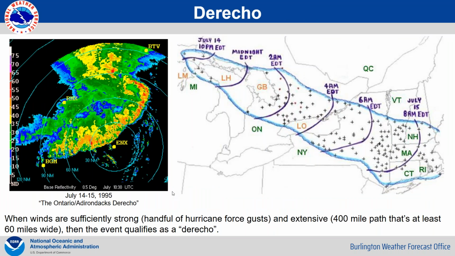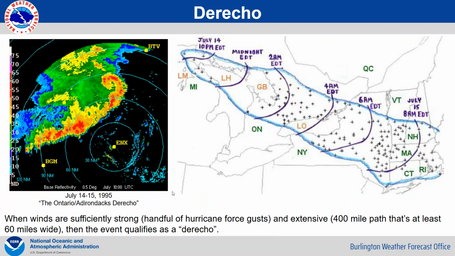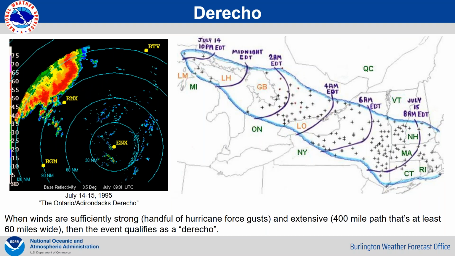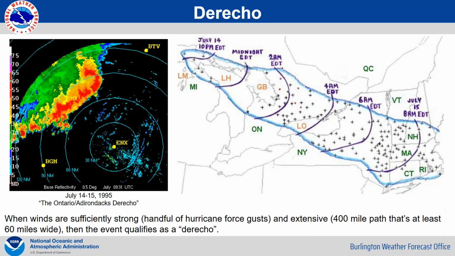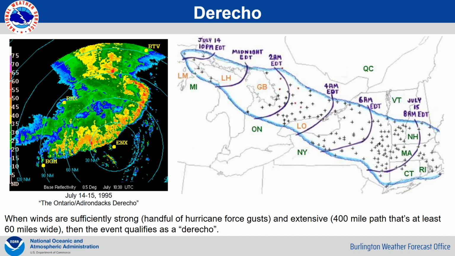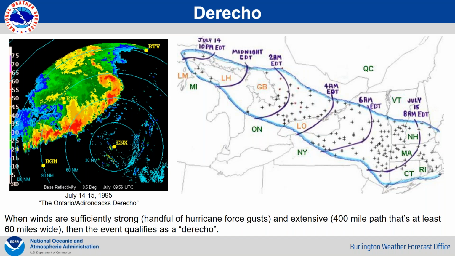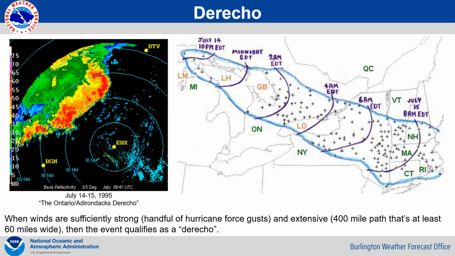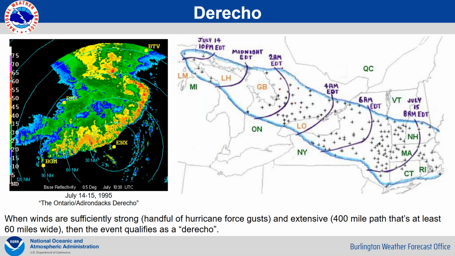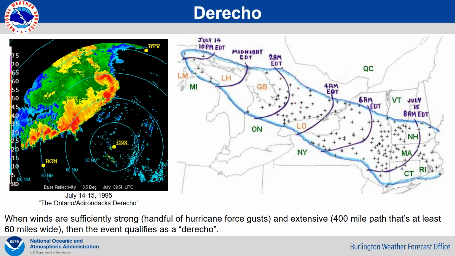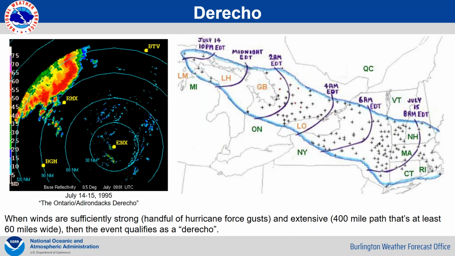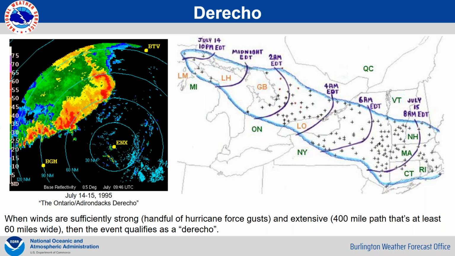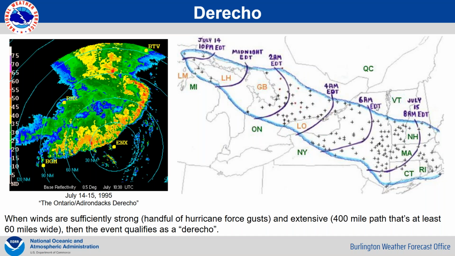Derechos are a tier above even just the squall line in that they produce several hurricane force gusts over a 400-mile path that's at least 60 miles wide. So these are high-end events of straight line winds. This is the Adirondack derecho of 1995. So it'll be the 30th anniversary of that this year.